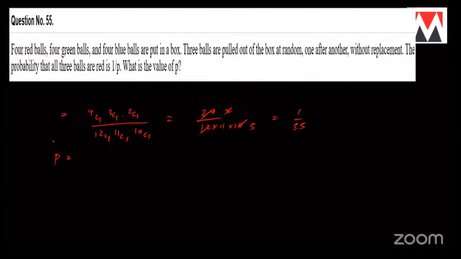This p and this P are different. This is probability P, this is small p. So small p is 55, and your question number is also 55.